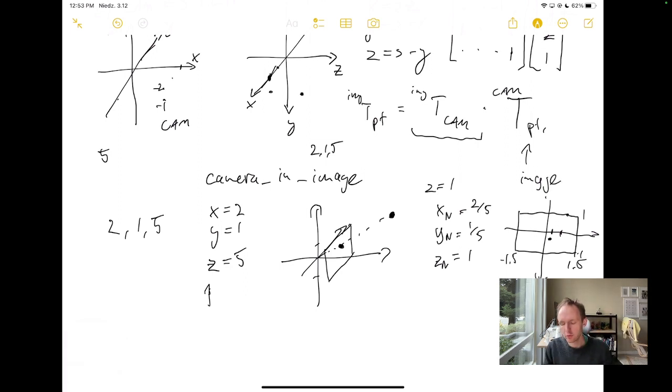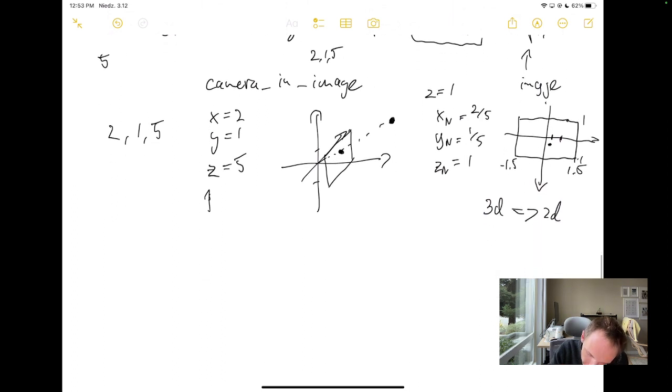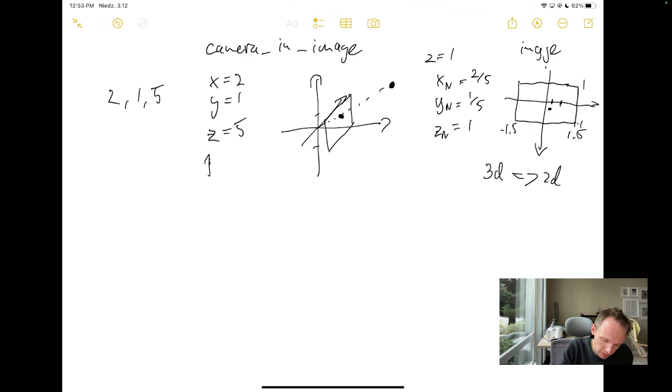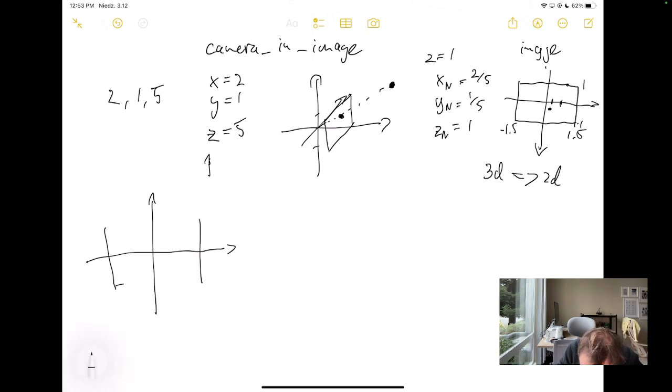And this is exactly where we lose the one dimension, right? We went from 3D by projective geometry to 2D. We have just flattened it. And here we need to be careful about depths and whatnot, but all of this will come. So we have the final step, right? We have the point in the image coordinates, and the image coordinates look something like this. 1.5, and then minus 1.5, and then minus 1, 1, and we have our point over here somewhere.